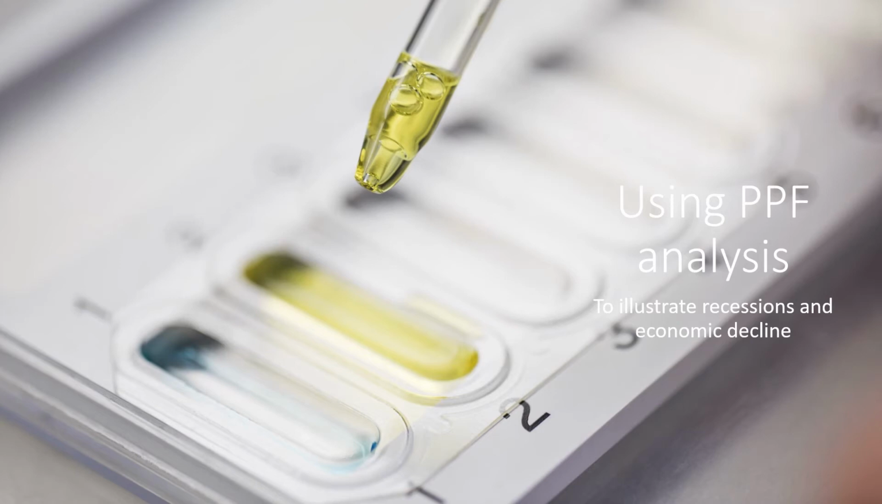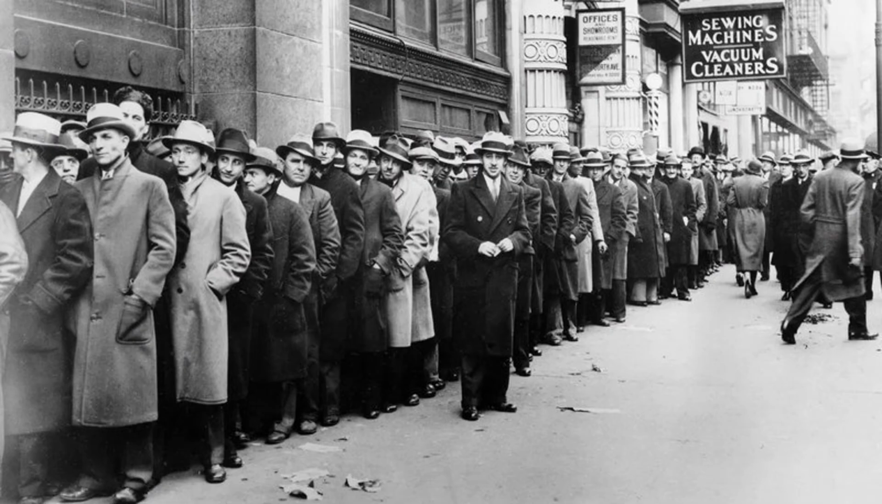This video is about using production possibility frontier analysis to illustrate recessions and economic decline. Recessions occur when GDP declines over 2 consecutive quarters. So that basically means that the economy's output falls continuously over a 6-month period.